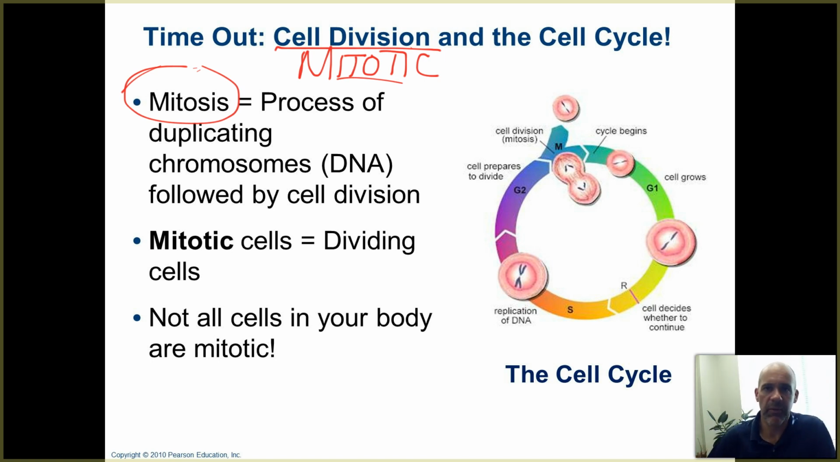Alright, so we've talked about before how the DNA, those chromosomes, are essentially your genetic recipe books for your cells. The instructions for how to make all of the proteins that cells in your body have to make are in those genetic recipes. So if a cell is going to divide, it has to copy all of those genetic recipes before one cell can become two. So that's what mitosis is. It's the process of copying the DNA molecules, copying those genetic recipes.